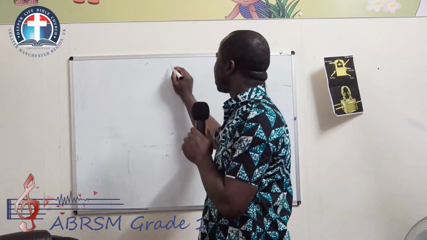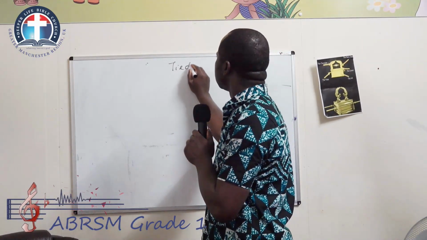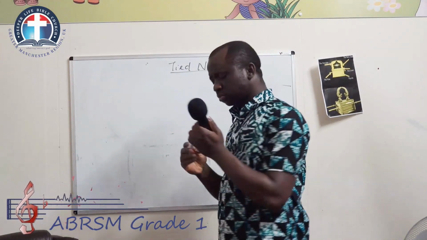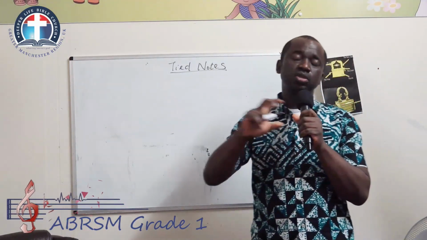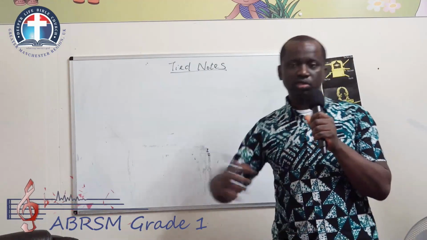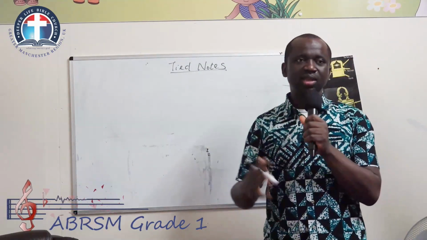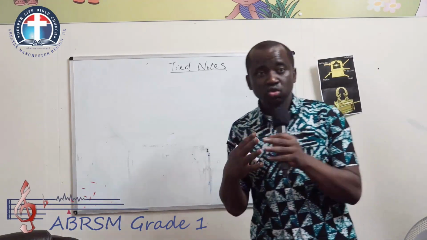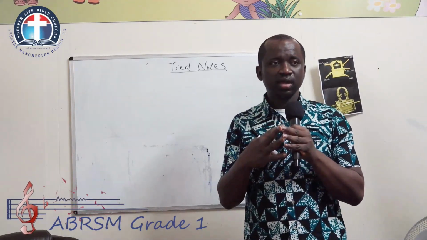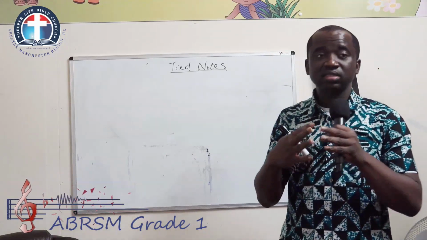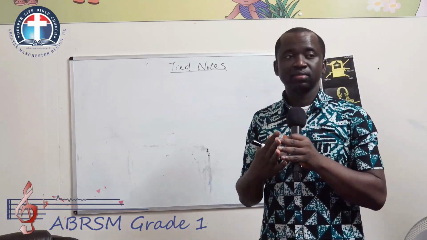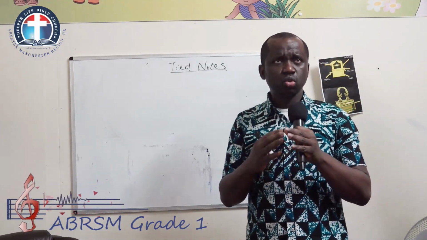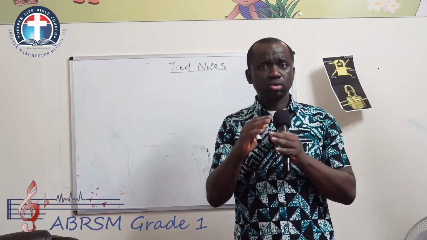So tied notes, you see, you can put music notes to stand alone. A semibreve, meaning they just stand alone and it tells you that's the value. Or you can marry them together. You can marry two notes together, and when you marry them together, you add their values together. That means you tie them together.